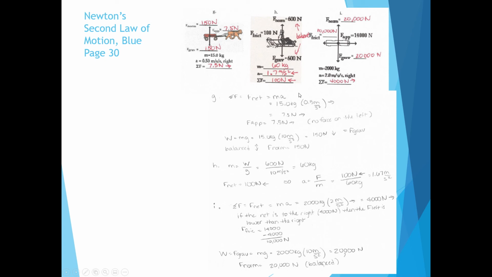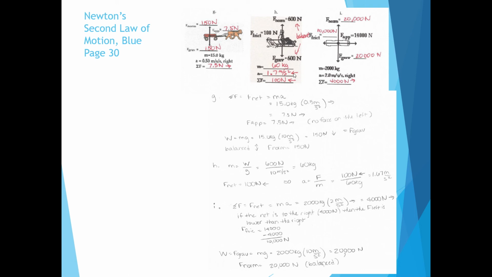From that, we can solve for the acceleration. Acceleration equals net force divided by the mass. So we've got the net force of 100 newtons to the left, 60 kilograms, and now we know that the acceleration is equal to 1.67 meters per second squared to the left. I rounded it to 1.7 here, meters per second squared.